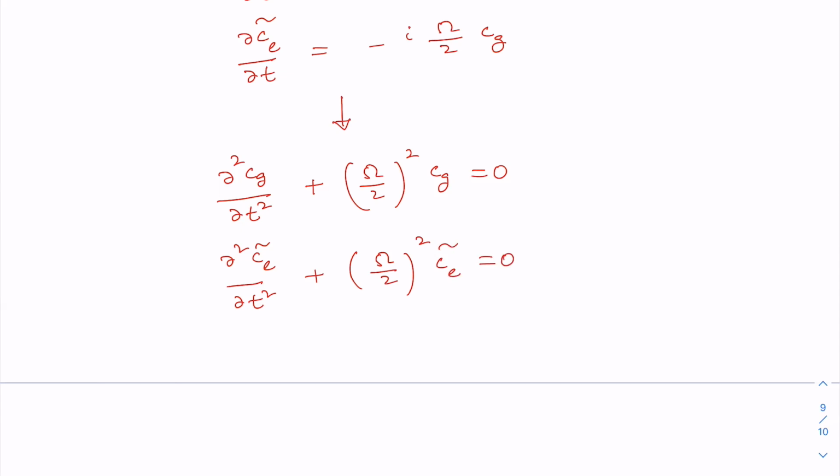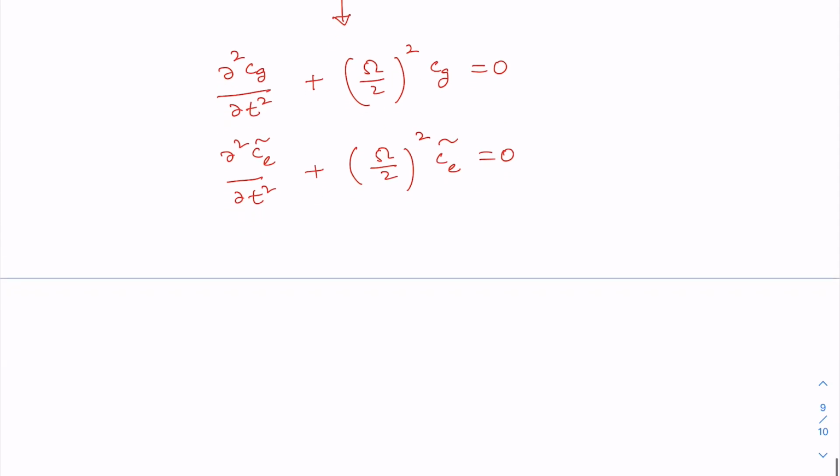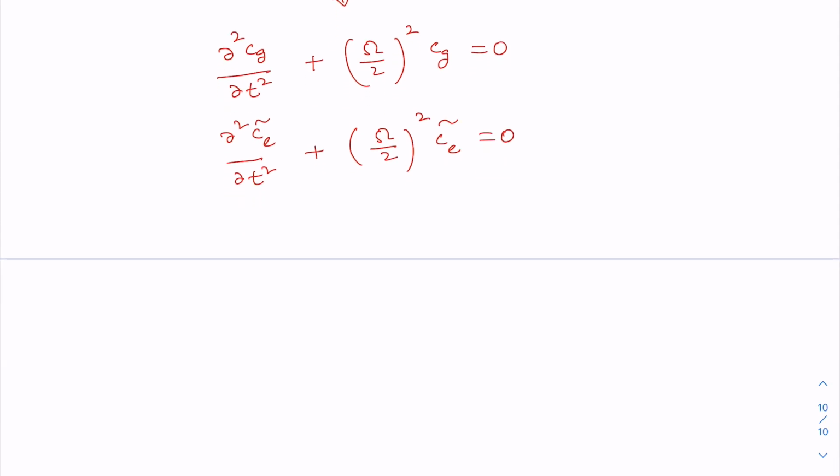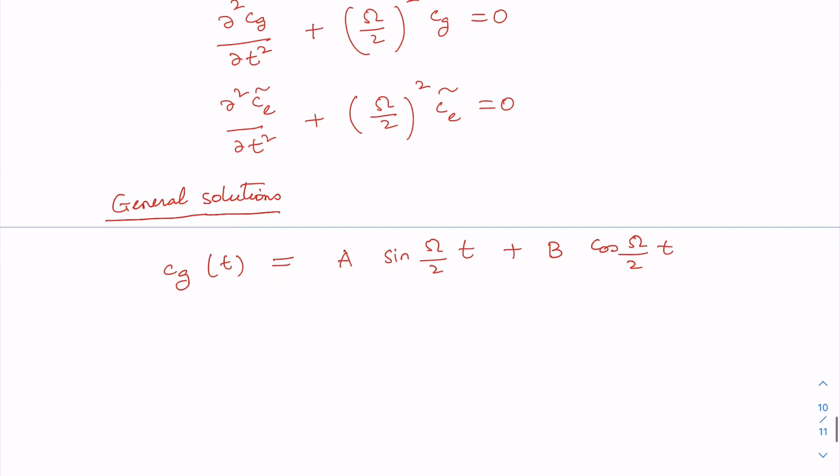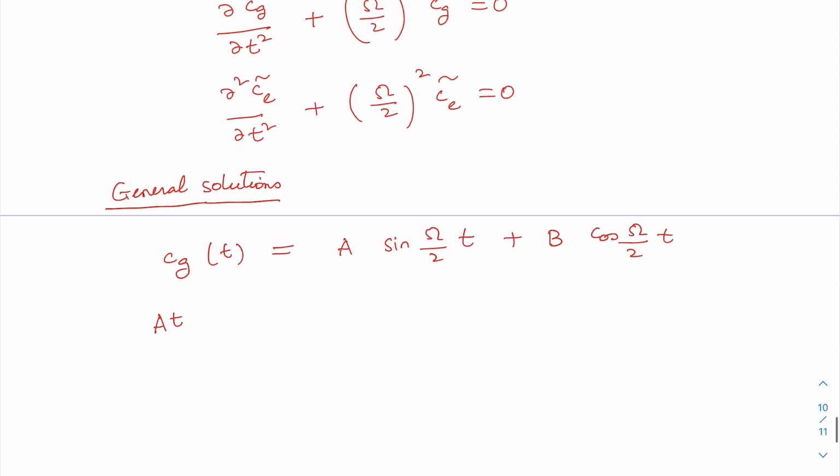These equations are well known and they are frequently solved in many textbooks. However, let me write down the general solution here. The general solution for these coupled equations, Cg(t), would be equal to A sin(Ωt/2) plus B cos(Ωt/2).